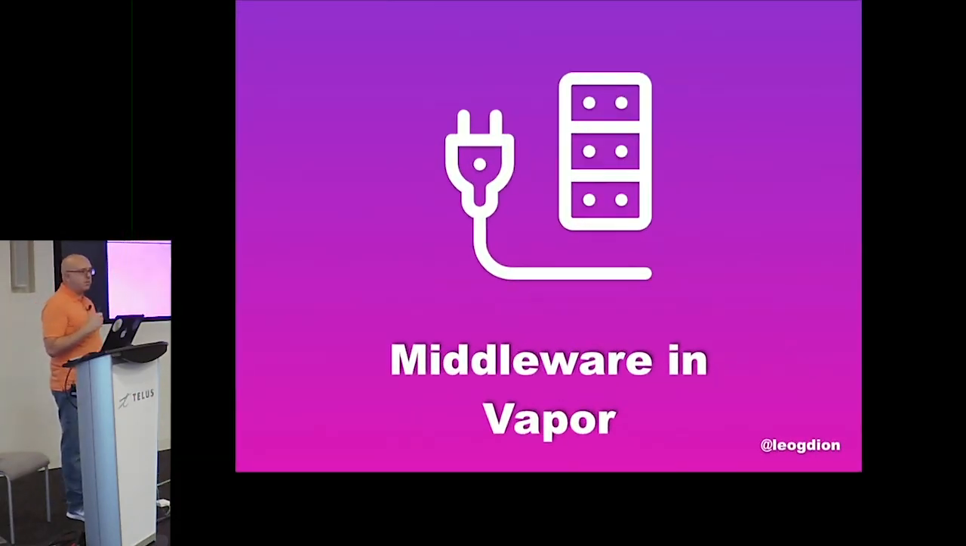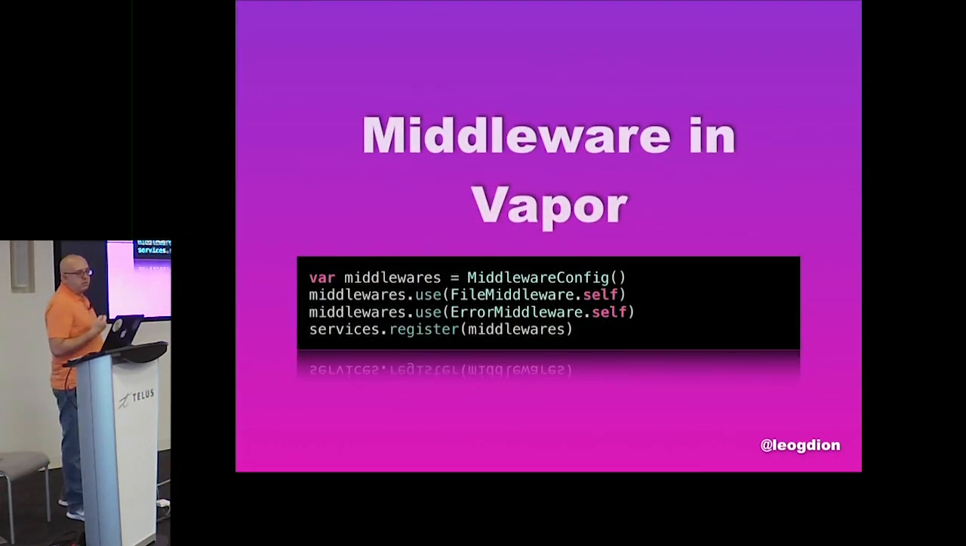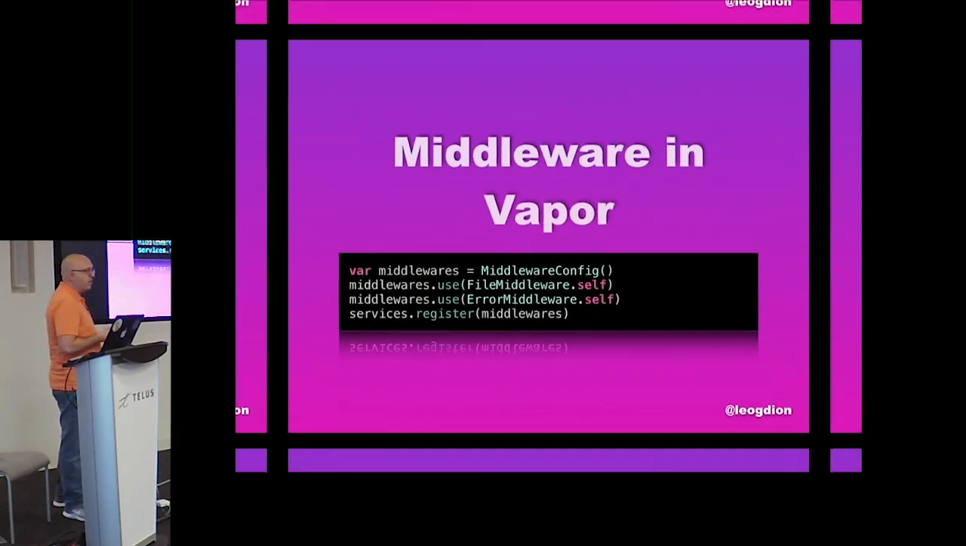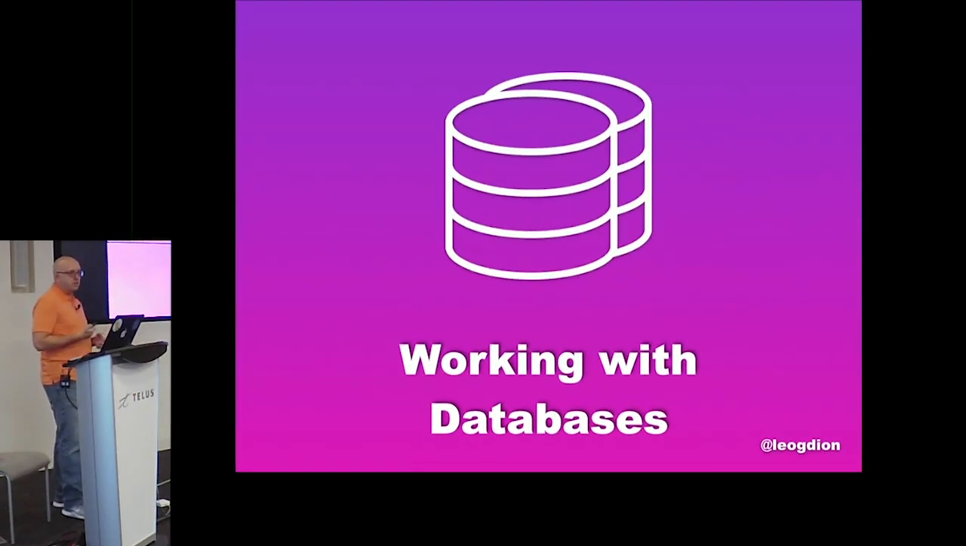So briefly, I want to talk about the middleware that's available on Vapor. You have the ability to serve static files with file middleware. And then you also have the ability to customize errors and throw certain HTTP errors using the error middleware. I want to note those, but I think the bulk of what you're going to work with is databases. So let's talk about that.